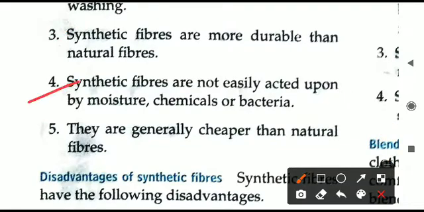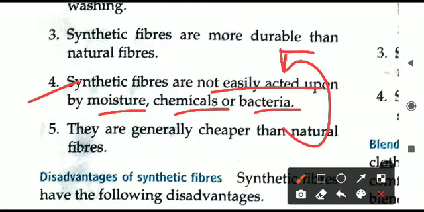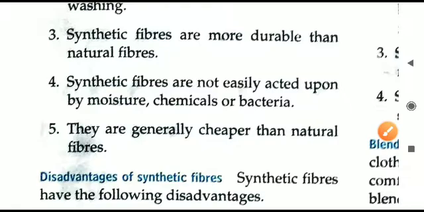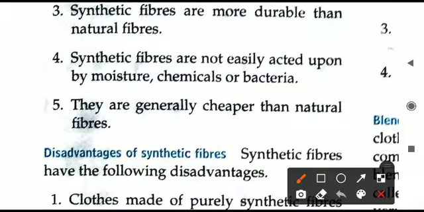Point number 4, these are not easily acted upon by moisture, chemicals, and bacteria. That is why they are more durable. They are not affected easily by these substances in the atmosphere. And last but not least, they are generally cheaper than the natural fibers. Obviously, to produce natural fibers there is more cost involved, and that makes the natural fiber more costly. That is why the synthetic fibers are comparatively cheaper as compared to the natural fiber.